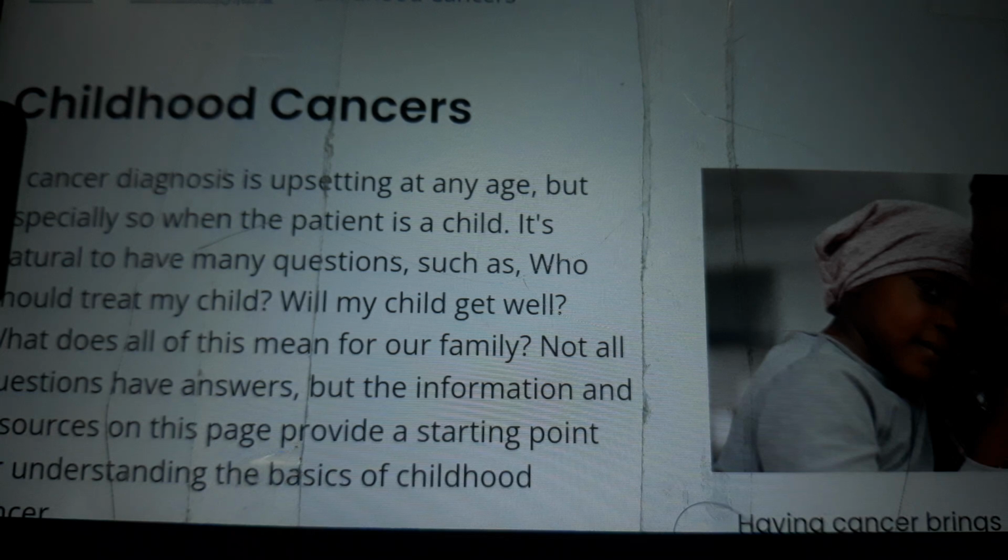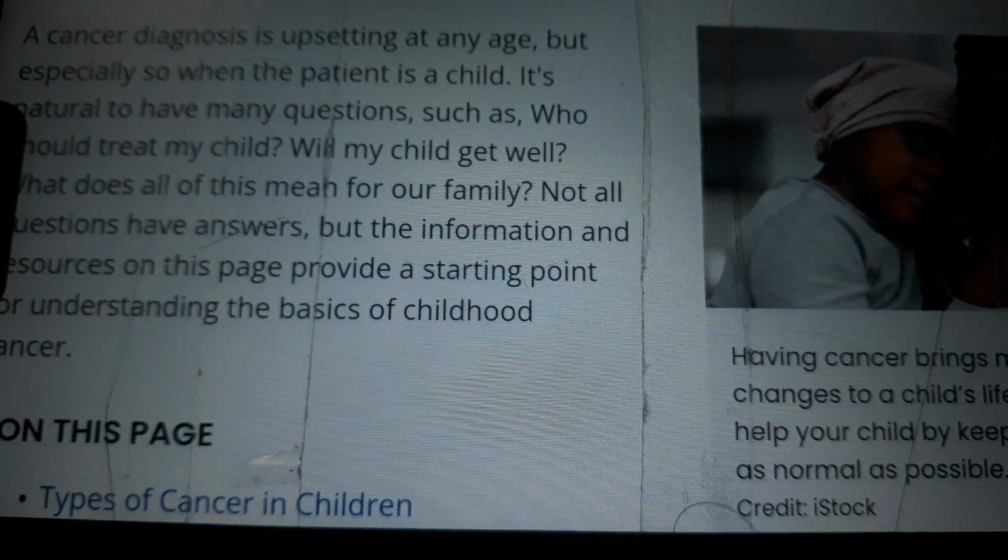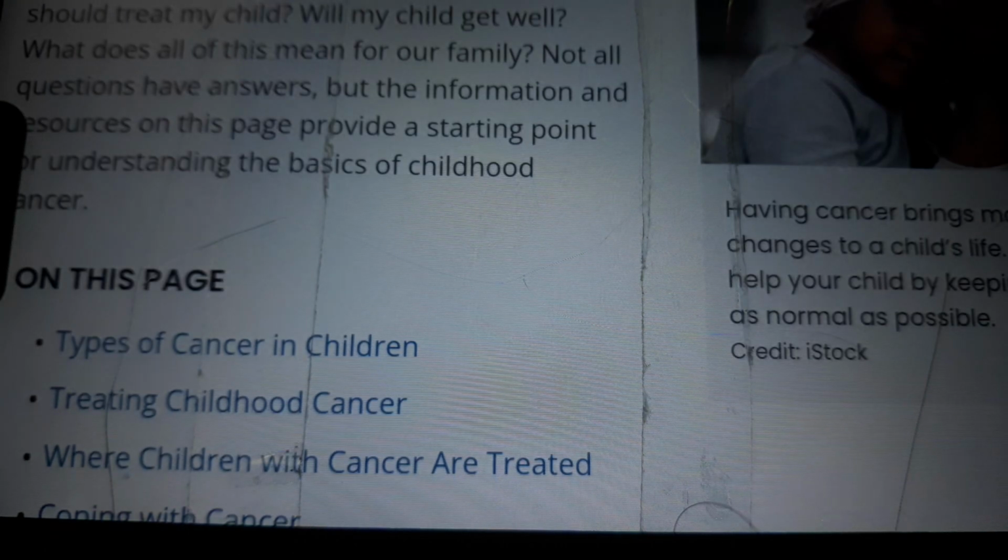Okay, the next topic will be childhood cancers. A cancer diagnosis is upsetting at any age, but especially so when the patient is a child. It's natural to have many questions, such as, who would treat my child? Will my child get well? What does all this mean for our family?